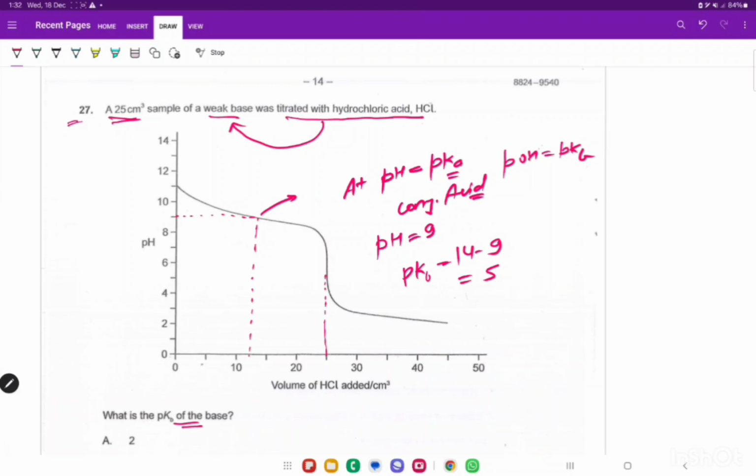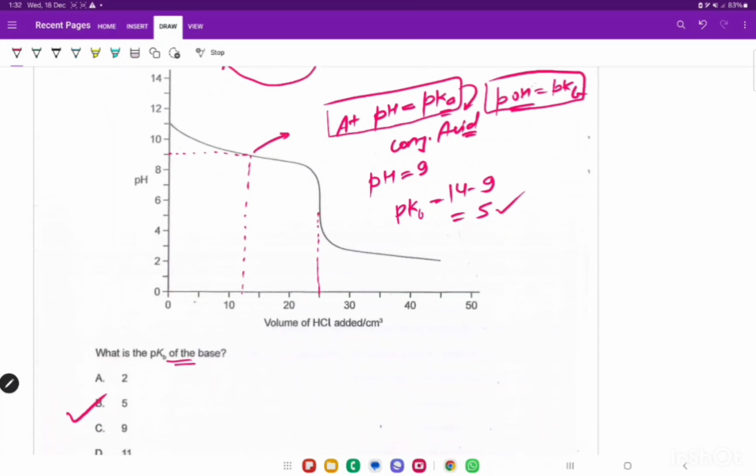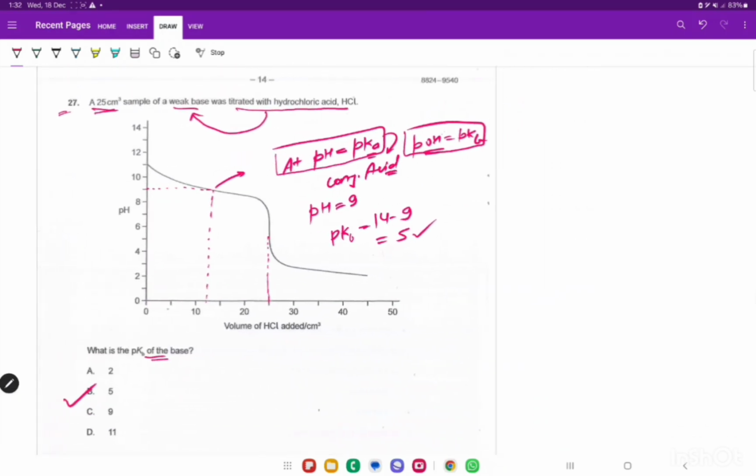At the half neutralization point, the pH equals pKa for the conjugate acid of this base. Therefore, pOH equals pKb. Hence, pKb equals 14 minus 9, that is equal to 5. pKb for this base will be 5. Answer is B. Answer is B for question 27.